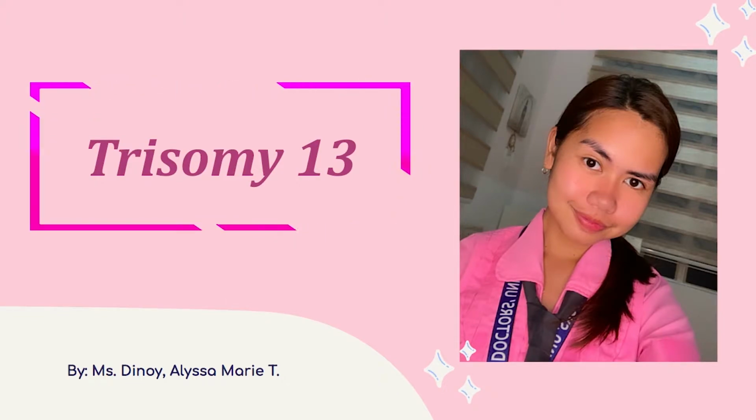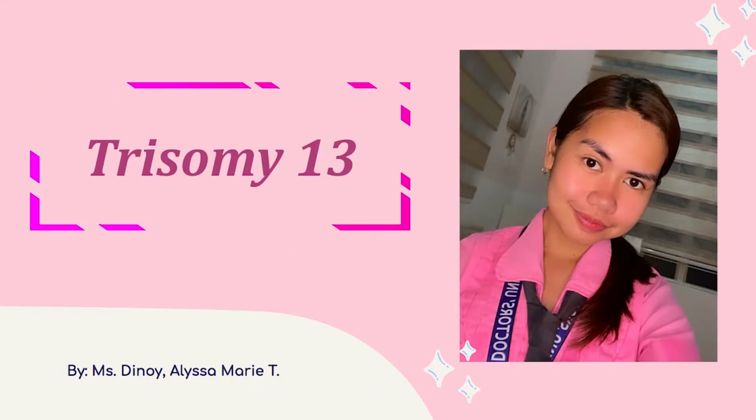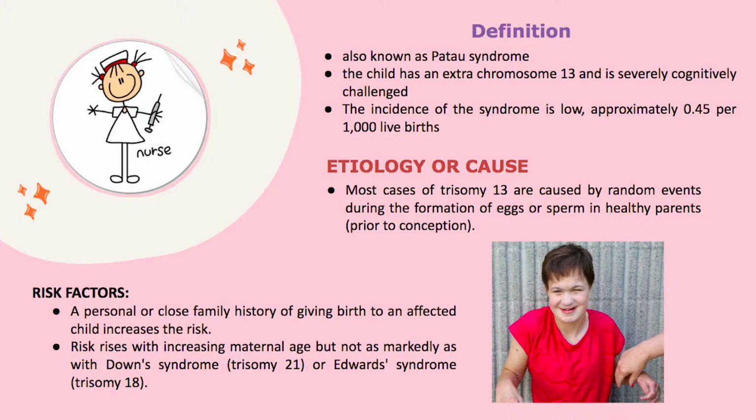For the definition, in trisomy 13 syndrome, also known as Patau syndrome, the child has an extra chromosome 13 and is severely cognitively challenged. The incidence is low, approximately 0.45 per 1,000 live births. Midline body disorders, such as cleft lip and palate, heart disorders, particularly ventricular septal defects, and abnormal genitalia are present.